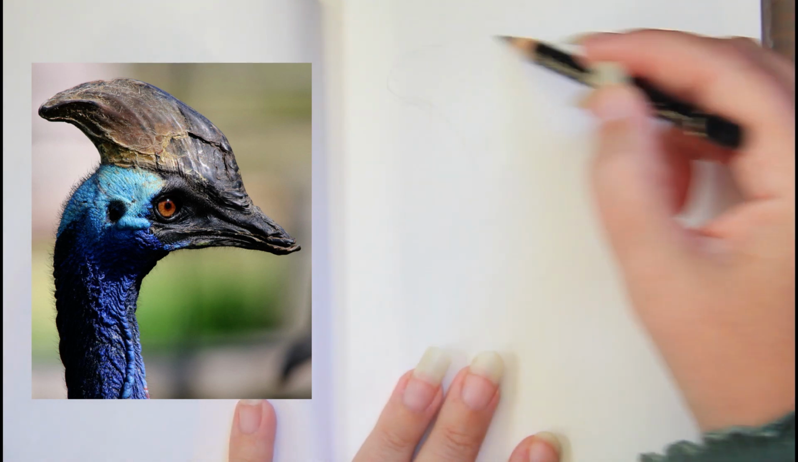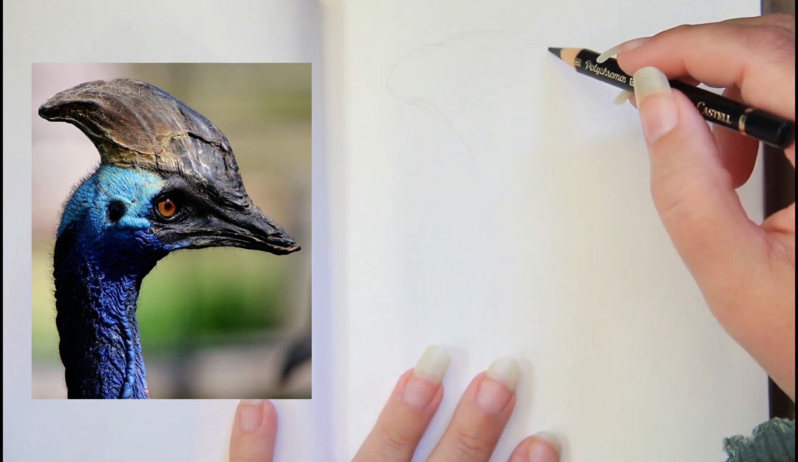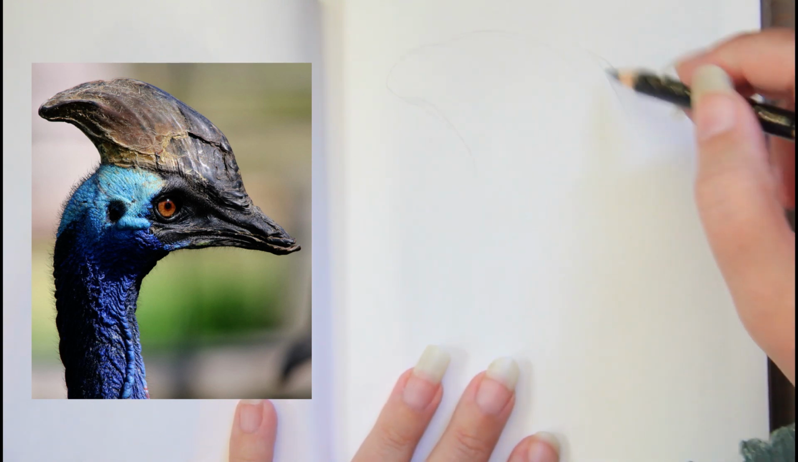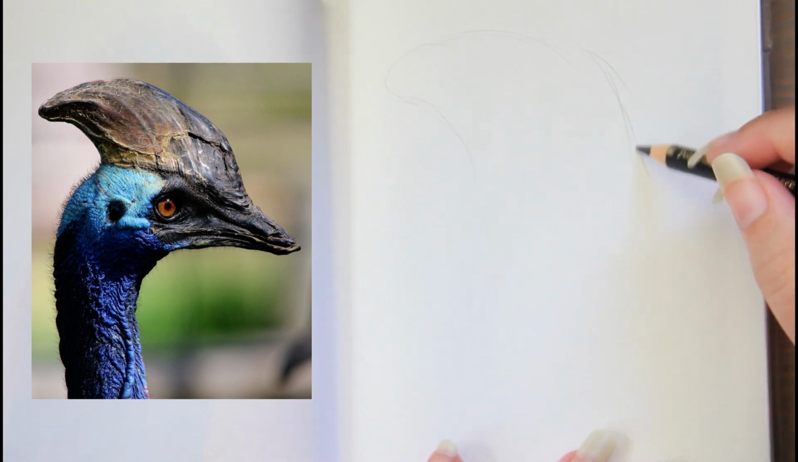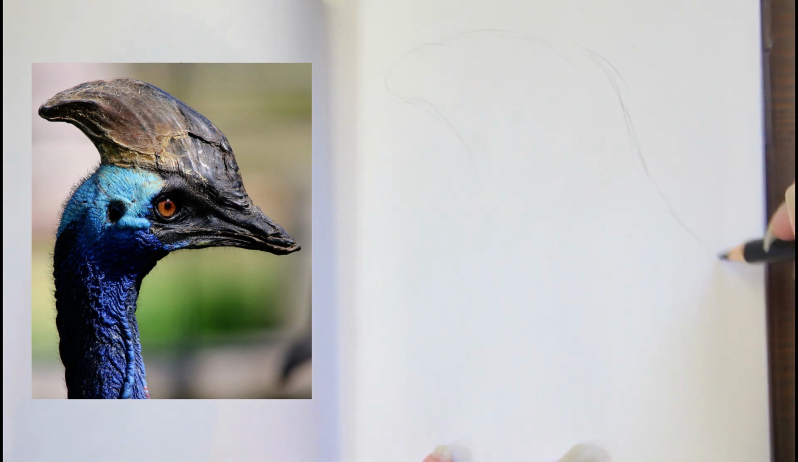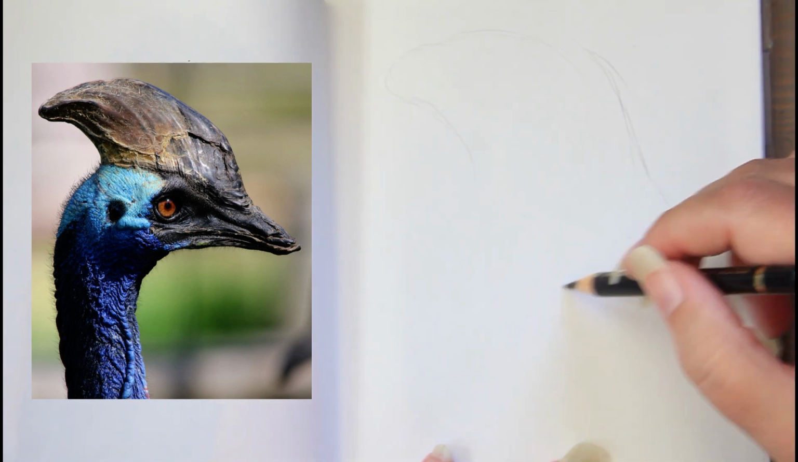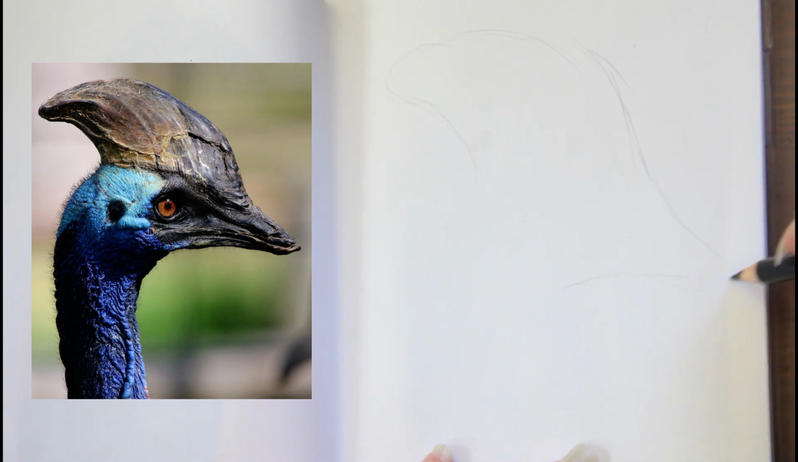It is considered one of the most dangerous birds in the world. And for humans, it definitely doesn't like being touched or messed with. It's typically actually a shy bird. It's from New Guinea, and it also lives in northern Australia.